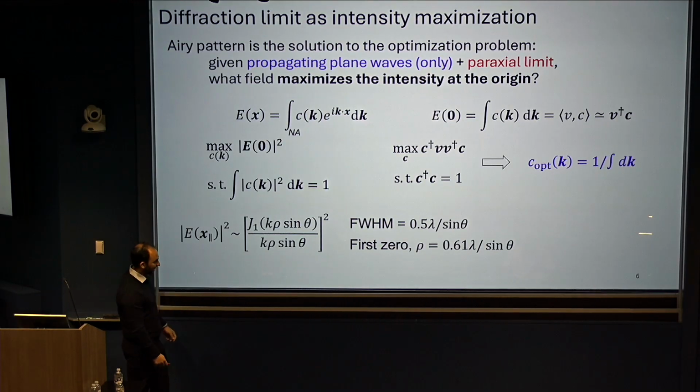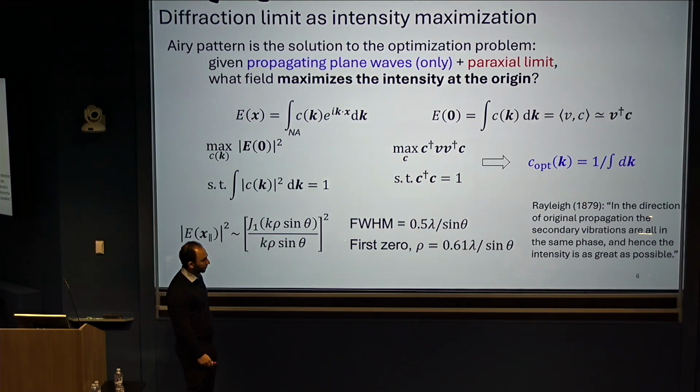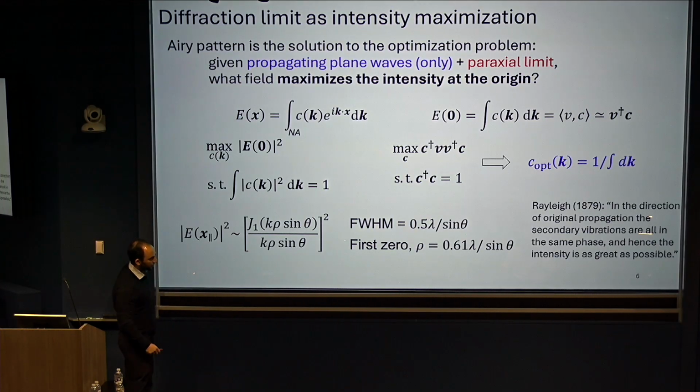The full width half max is half a wavelength. The first 0, half of 1.22, 0.61. Rayleigh himself already understood that this was an optimal solution, saying in the direction of original propagation, the secondary vibrations are all in the same phase, and hence the intensity is as great as possible.